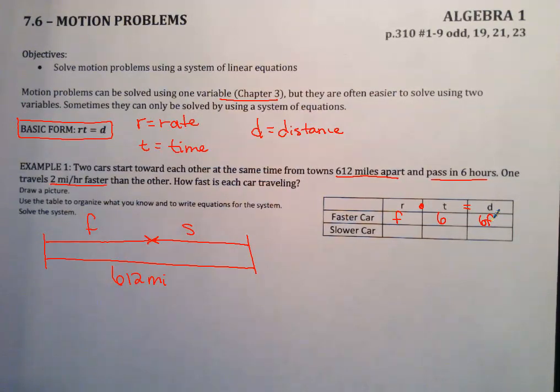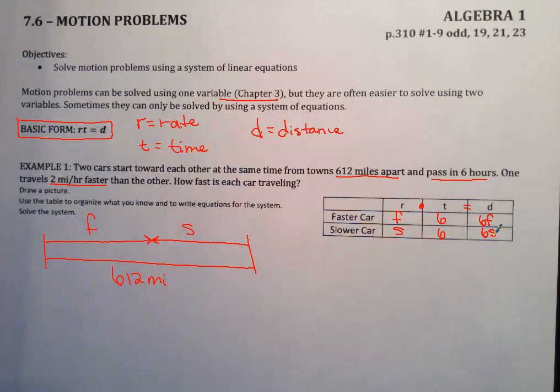So what's the rate of the slow car? It's slow. We can put an S. How long did it travel for? 6 hours. And so what's its distance? 6s. And you're like, how does this help? Okay, so we're able to use two variables. So now we have to process through what those are.